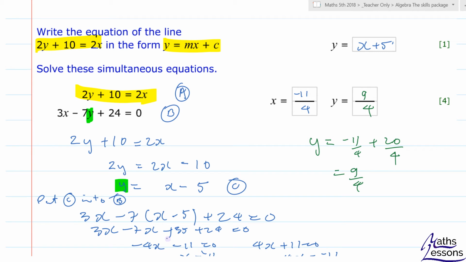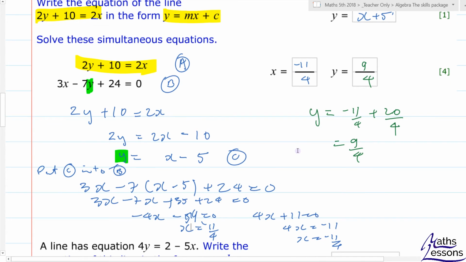Anyway, get plus 35 plus 24. It's 59. Well, that's worse. Minus 7. It's 5. Okay. So that gives me 59. An even more unpleasant number. Minus 59 plus 59. Get 59 over 4. And we can rub this out over here. So we can get 59 over 4 there. So that gives me 79 over.